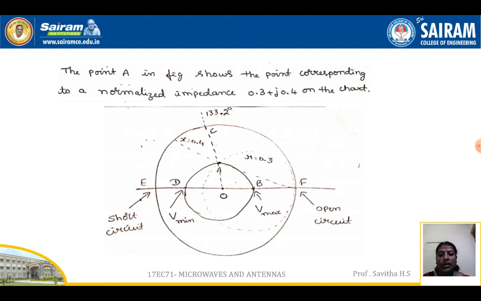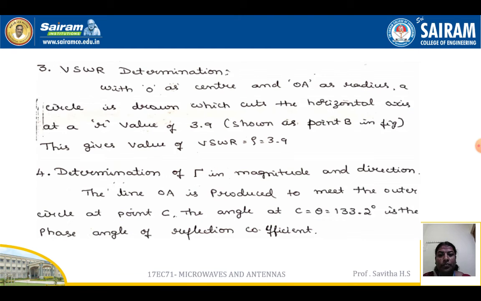So here O is the center and A is the intersection point. You can see in the diagram I have marked O, A and B. With O as center and OA as radius, a circle is drawn. This circle cuts the horizontal axis at 2 points, that is point B and point D. Point B is the maximum value and point D is the minimum value. You can also observe in the diagram that F is open circuit and E is short circuit.